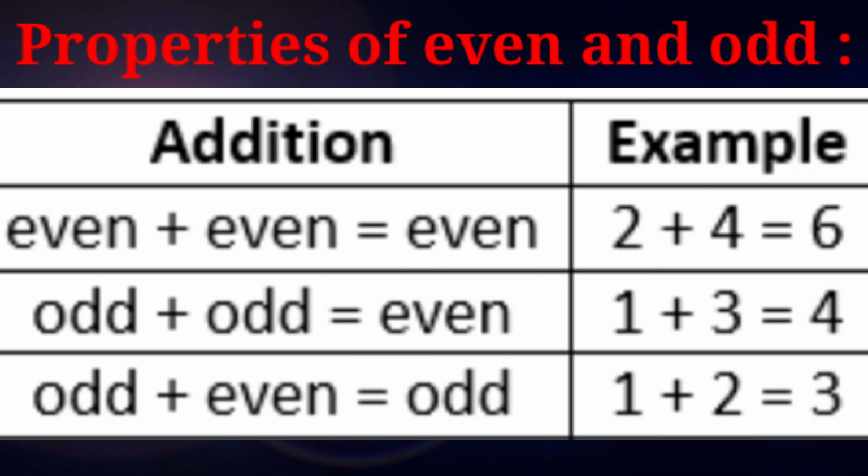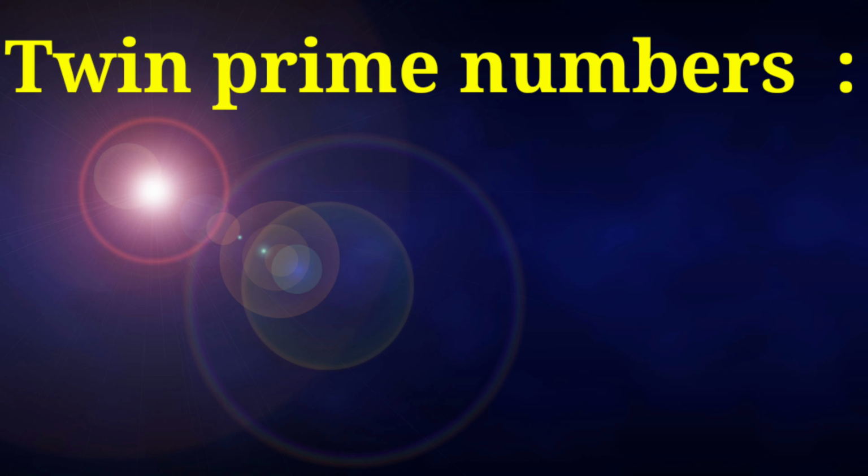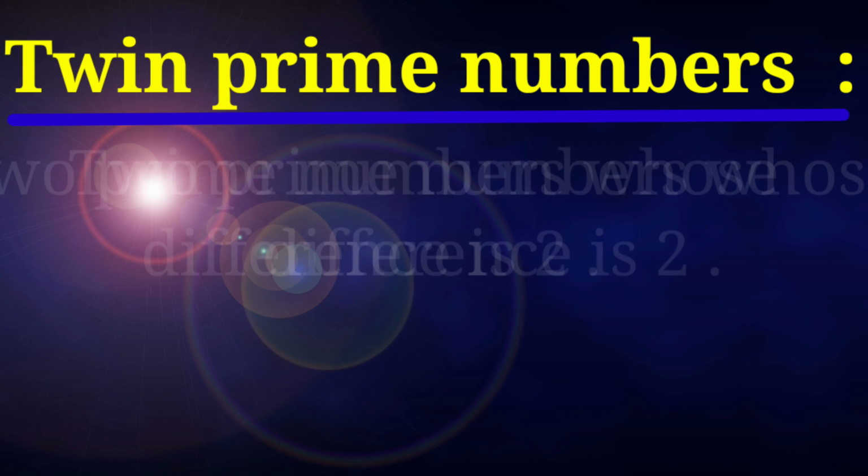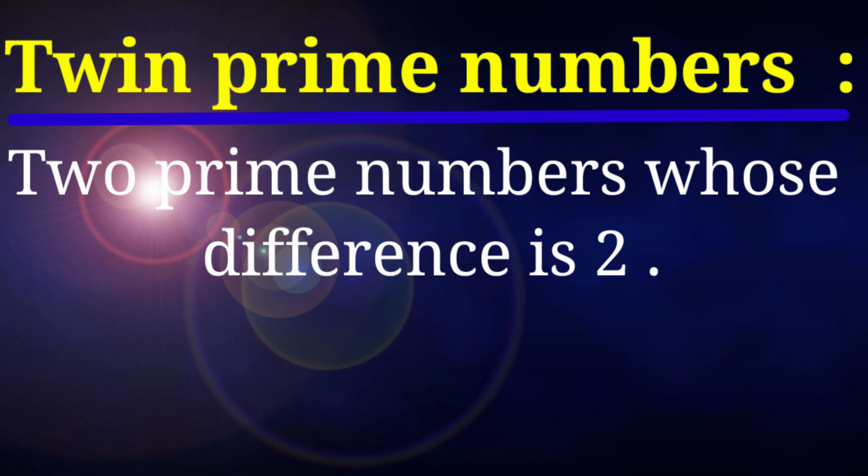Got it, students? At the same time, one more important topic we have related to our exercise question, that is twin prime numbers. You need to have knowledge about what twin prime numbers are. Twin prime numbers always involve two prime numbers. When we take any two prime numbers and subtract them, and as an answer we always get 2, then these numbers are called twin prime numbers.